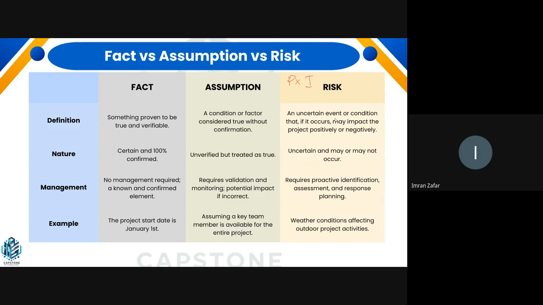So yeah, you see, risk is something which we have already identified, and we have some plans for it. But assumption is something for which, normally, we do not plan anything, or we do not plan too much about it. We assume something is there, like I gave you the example that I will be having the budget or the resources when I need them.